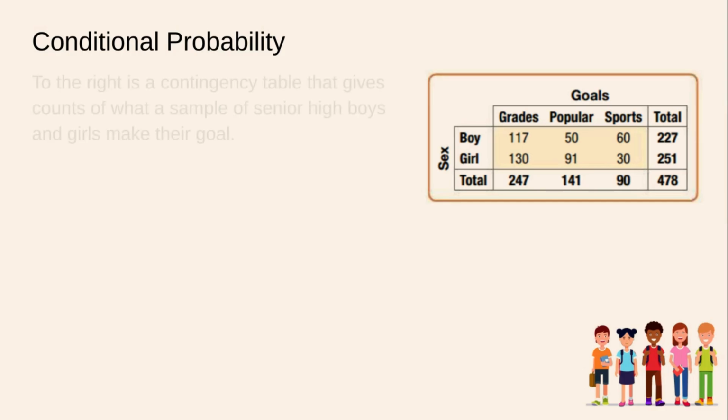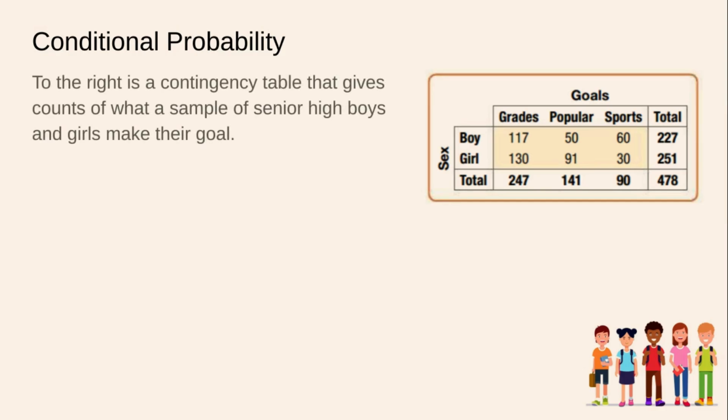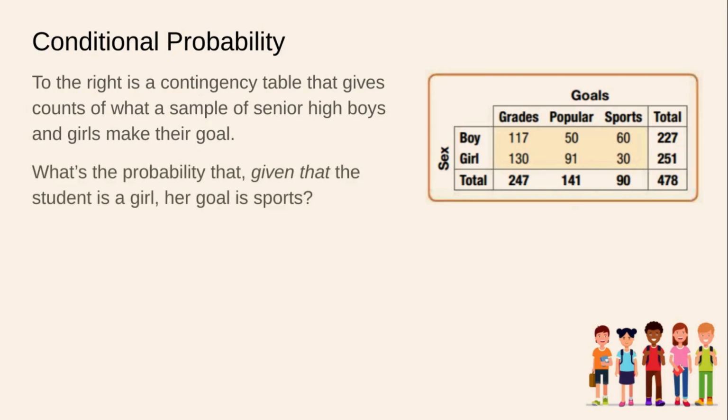Here we go. So to the right is a contingency table. We have a two-way table that gives the counts of what a sample of senior high boys and girls make their goal, whether grades, being popular, or excelling in sports. What is the probability that, given that the student is a girl, assuming we are only considering the girls, her goal is sports? Now, this is a different question than we've seen before.